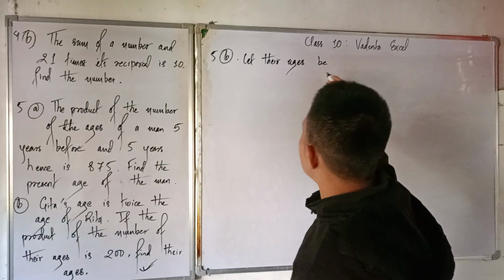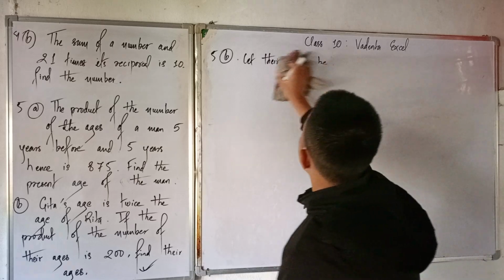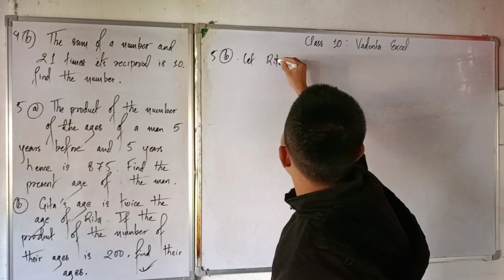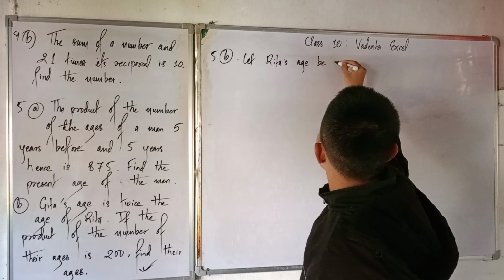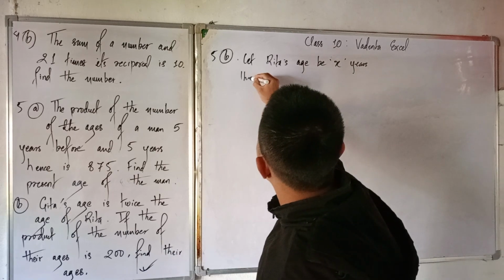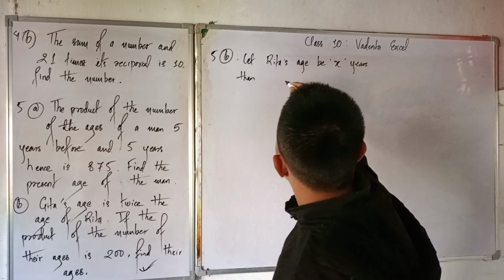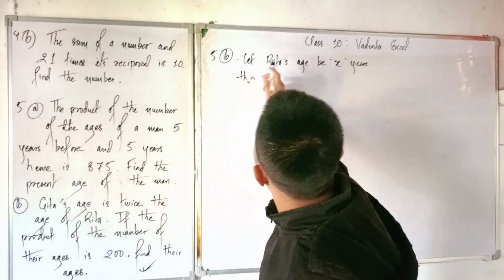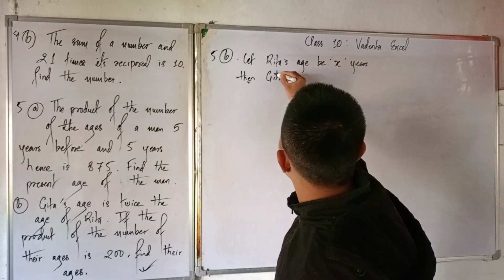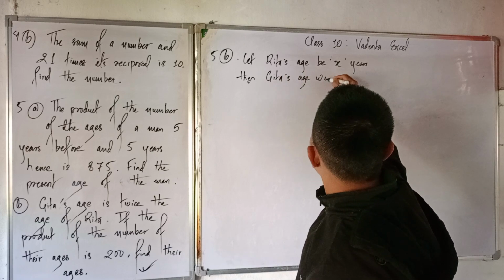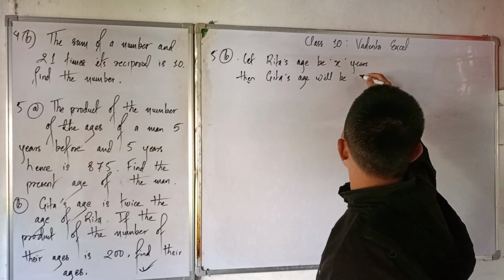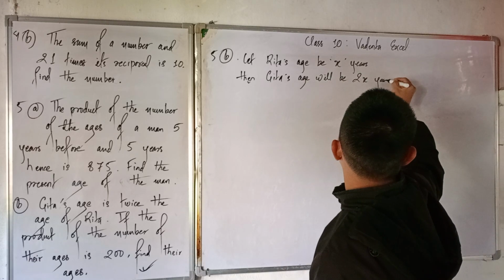Let Rita's age be x years. Then Gita's age will be just the double of Rita's age, meaning twice x years. Okay.